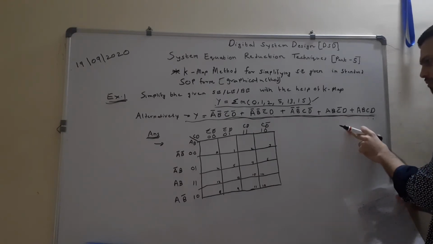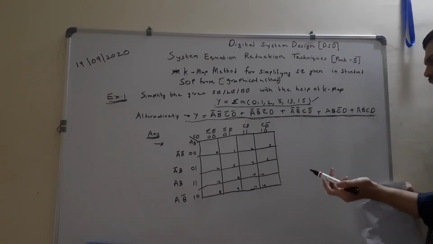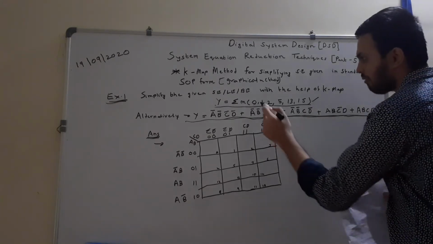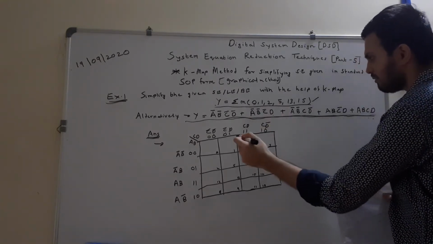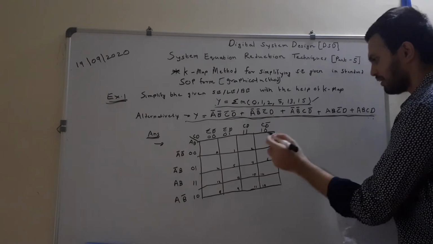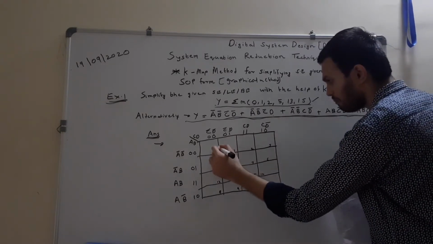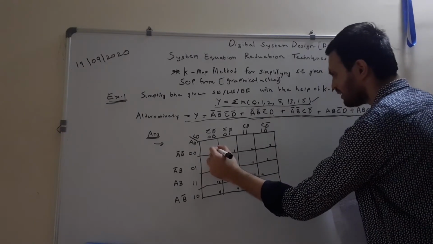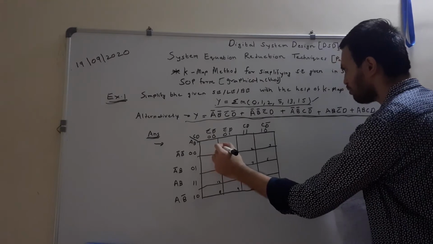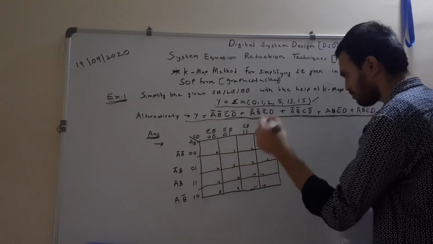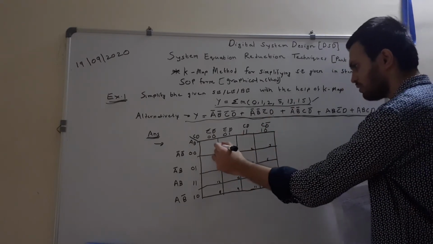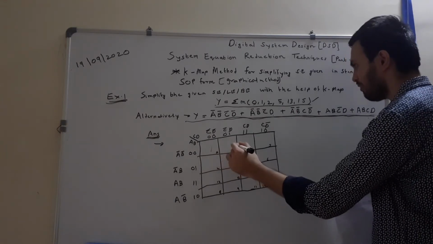So this is another way of asking the same question. Now let us start simplifying. What all minterms we are having? We are having 0, 1, 2, 5, 13, 15. So let's fill up the corresponding cells, the cells corresponding to minterms, by 1. So here in the 0 cell we have 1.